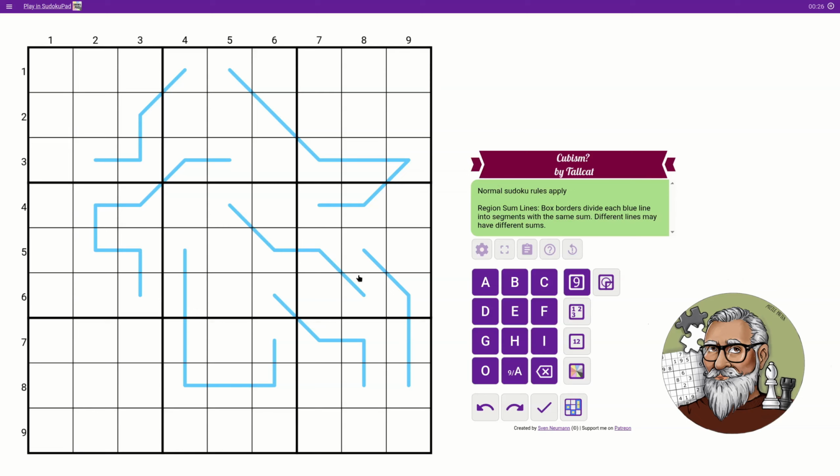Right, let's read the rules. Normal Sudoku rules apply. We have to place the digits 1 to 9 in every row, column, and 3x3 box. Region sum lines. Box borders divide each blue line into segments with the same sum. All lines are blue. Different lines may have different sums. Right, so the sum of these two digits is equal to the sum of these two digits because they are divided by the thick black lines, which are the region box borders. That's about it.